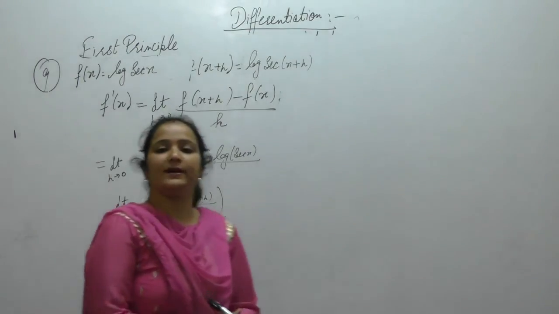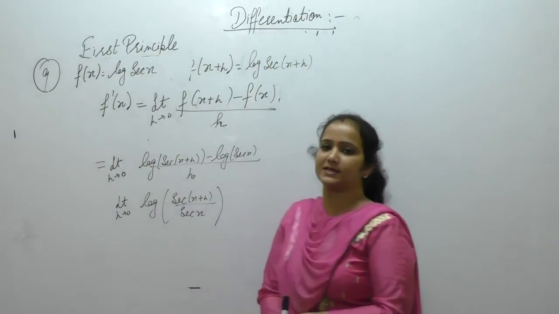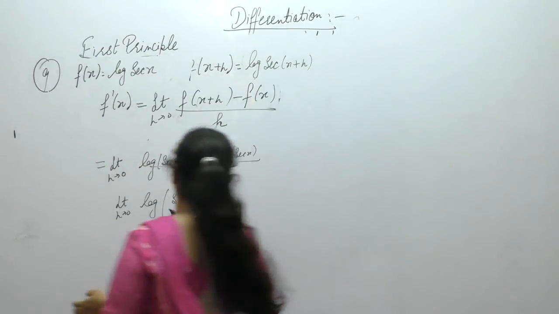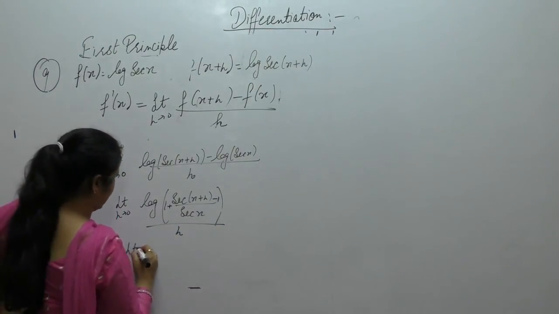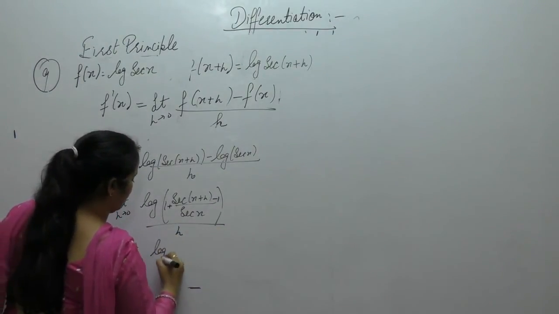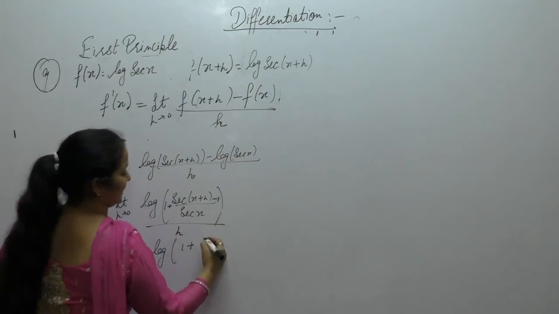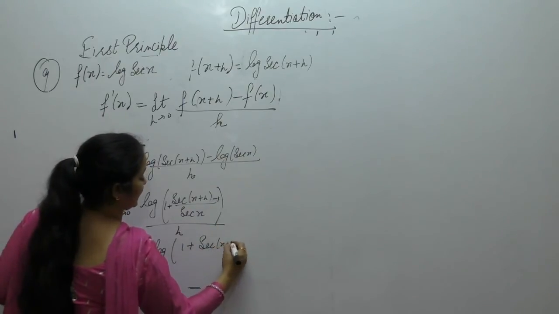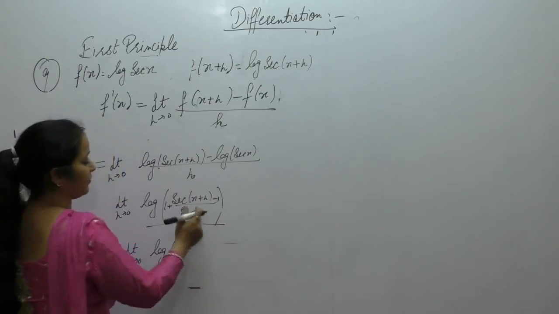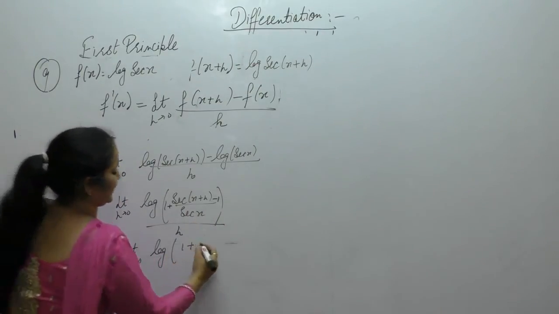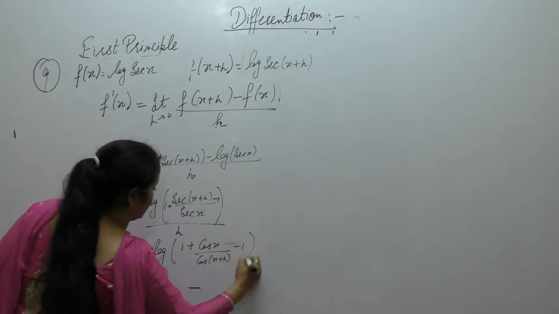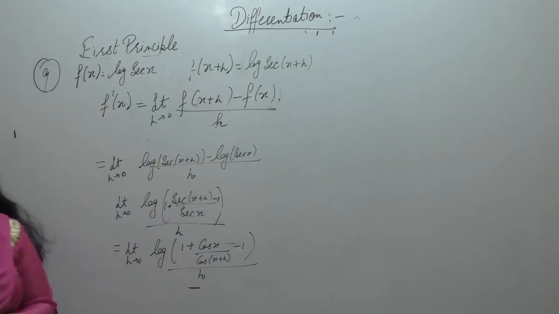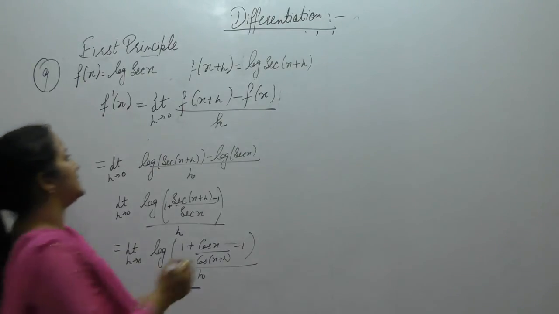We know limit x tends to 0, log of 1 plus x upon x is 1. So add and subtract here 1. So we write it as limit h tends to 0, log of 1 plus, take LCM here, sec x plus h. We can write it in the form of cos. 1 upon sec x is cos x upon cos x plus h minus 1 upon h. Now take the LCM.